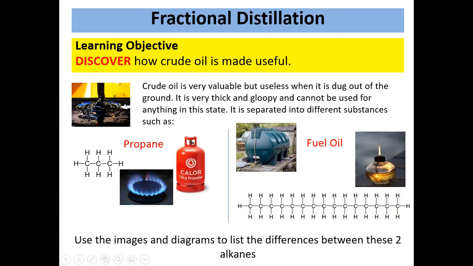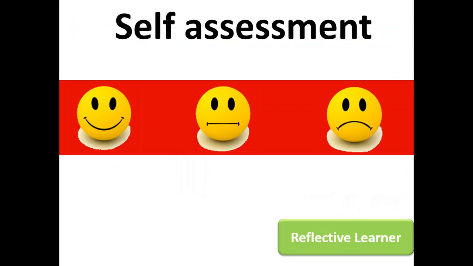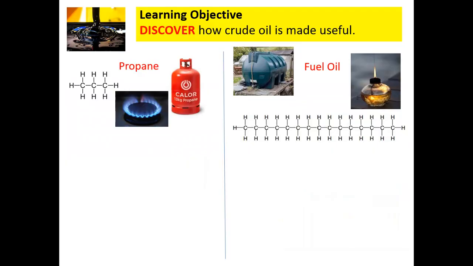So your first task I want you to do is very easy, spot the difference. You've got propane on the left hand side, you've got fuel oil, which is another alkane, on the right hand side. What I want you to do is I want you to pause the video and I want you to list the differences between these two alkanes. Everything you can think of, using those images to help you. Okay, so let's see how we got on.